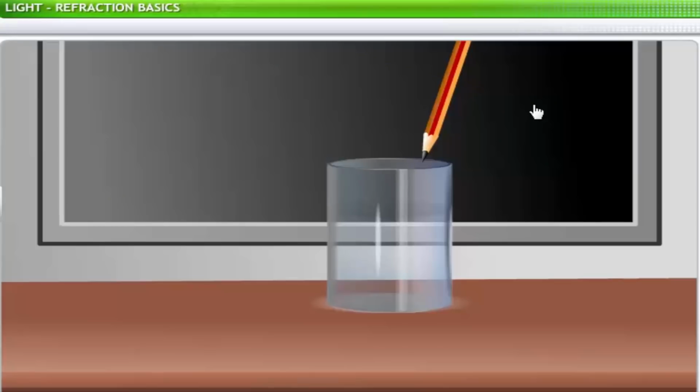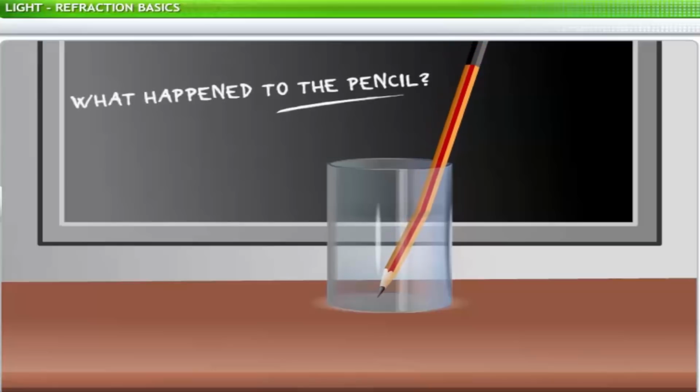Take a look at the pencil. It is straight, as we all can see. Now we'll put it into a glass of water. What happened to the pencil? It is bent now. Is the pencil really bent? No, it just appears to be. You can see that when you take the pencil out again.